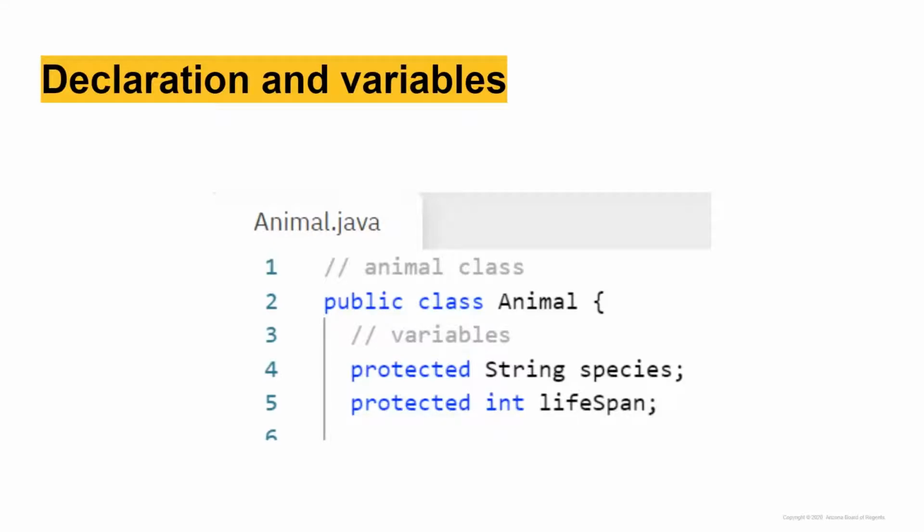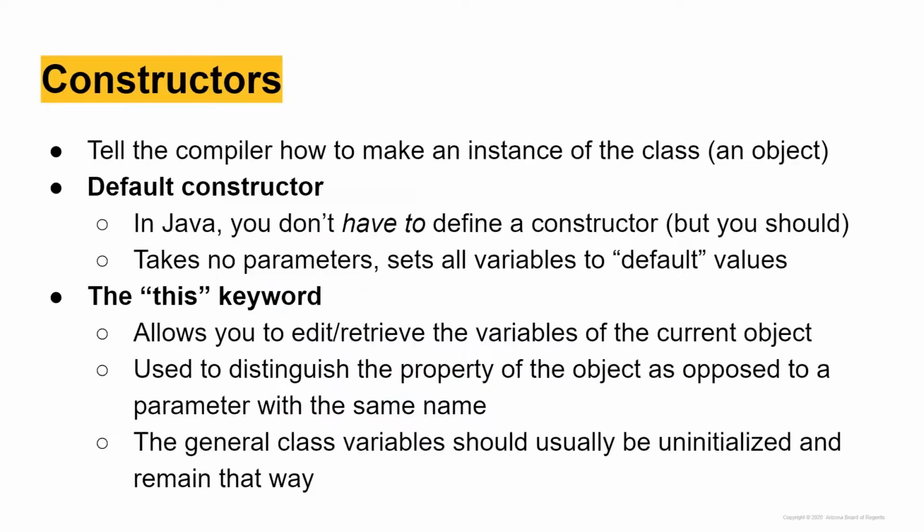And we'll talk about that in a little bit. But notice I don't initialize these variables because there isn't one final species for all animals. Animals have many different species. So that would be something that is initialized when you create a specific instance of this class as an object. So with that being said, let's talk about constructors.